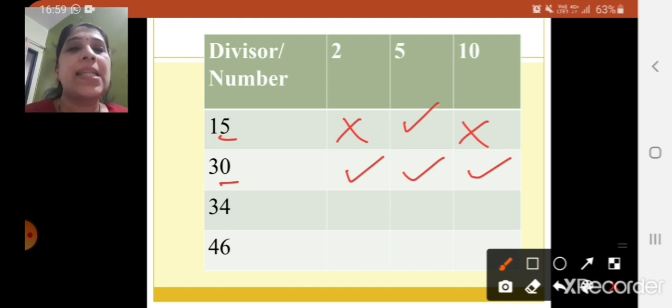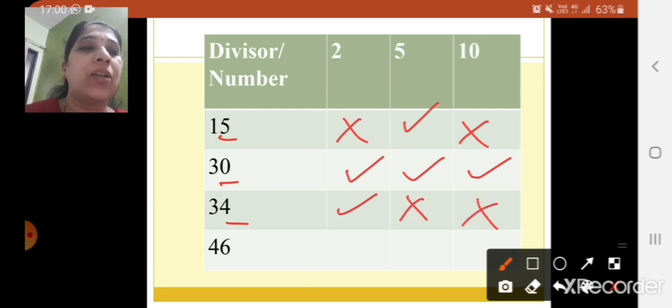Now what is the next number? 34. So what is there in the units place? 4. Right? So 4 is divisible by 2. That means 34 is divisible by 2. Now for 5 and 10, what was there? 0 or 5, right? So here it is 4. So you will put a cross mark and cross mark.